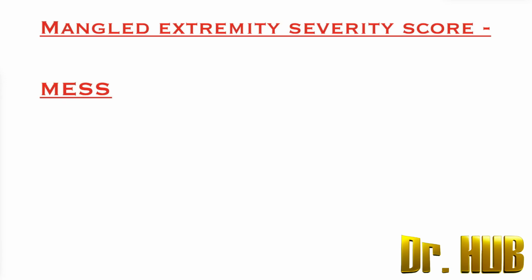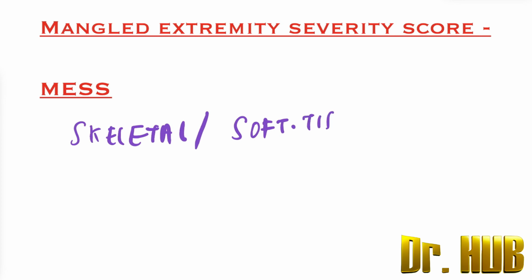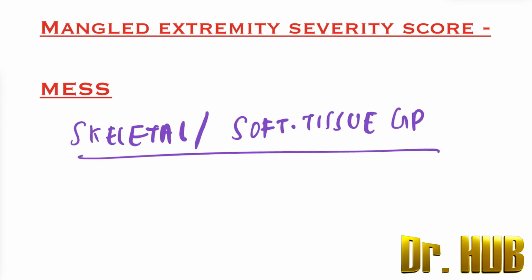Mangled Extremity Severity Score. In short, it is known as the MESS. There are various gradings based on certain groups. The first group we are going to look at is the skeletal and soft tissue group. This is divided into 4 segments.